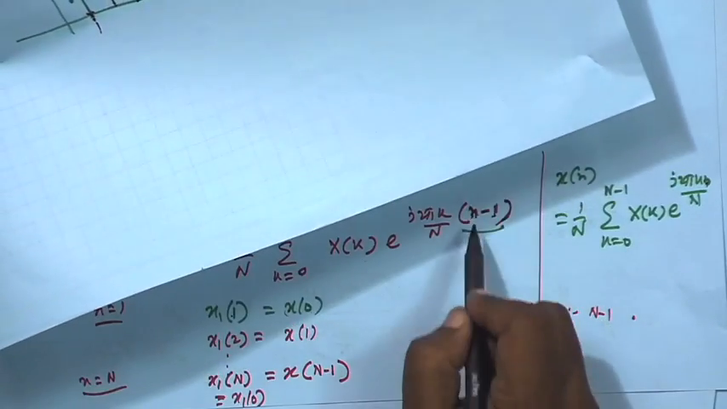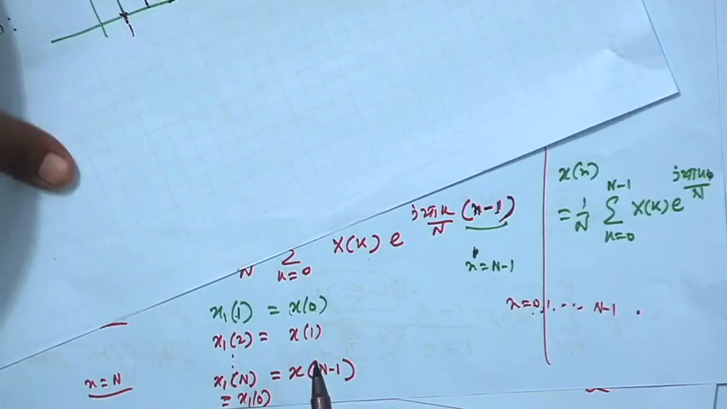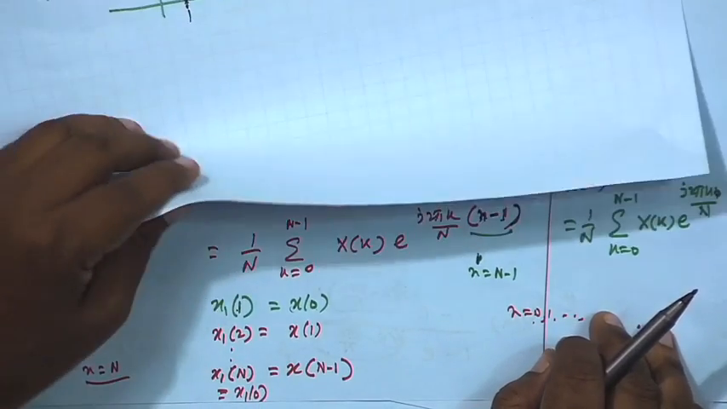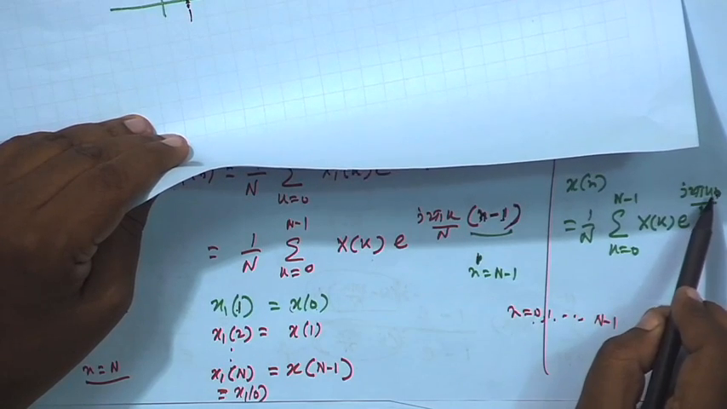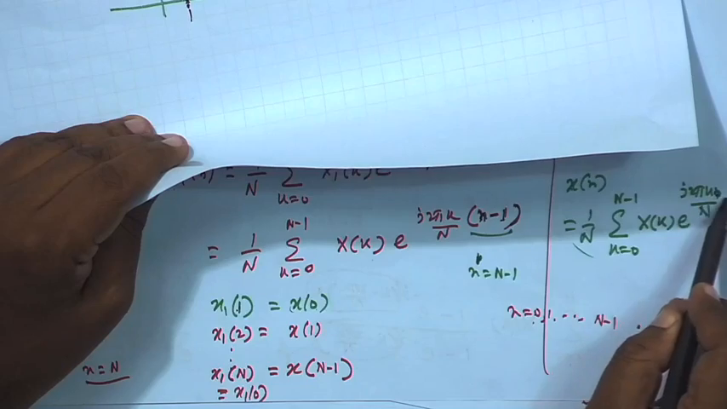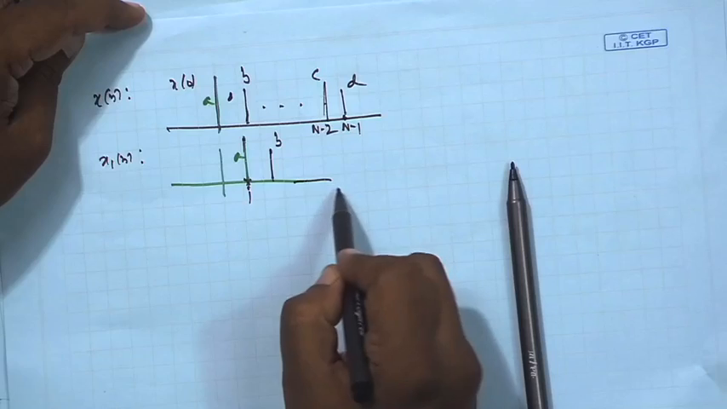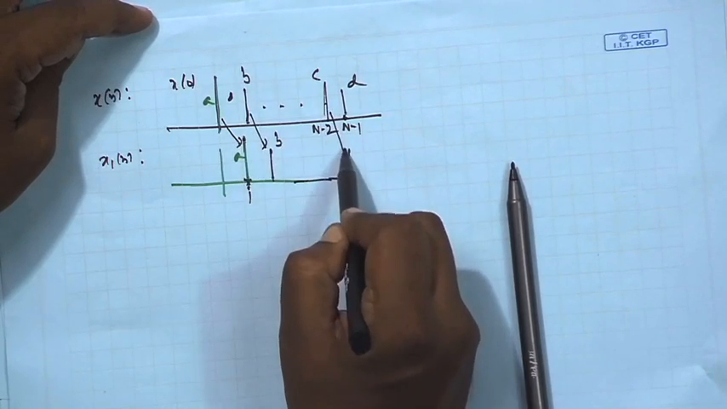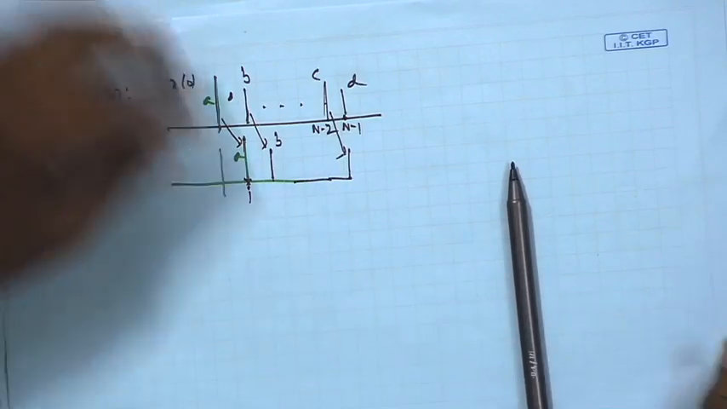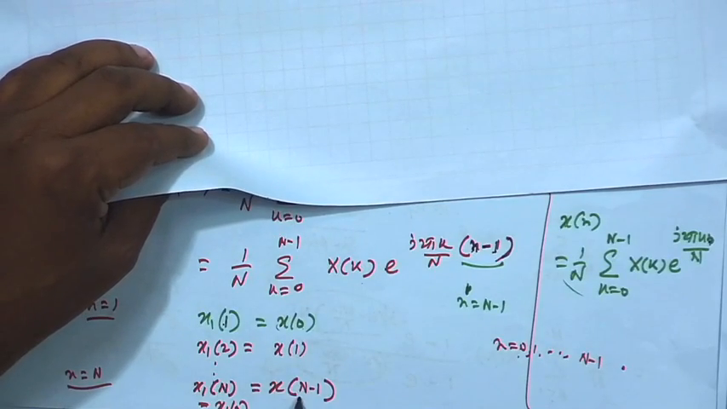See here, if I take small n equal to n minus 1, that means capital N minus 2. So it is the same formula as this, but small n equal to capital N minus 2. So it will be x capital N minus 2, and x capital N minus 2 will go here. So this is getting shifted here, this is getting shifted here, this is getting shifted here. And the last one, I took this way, x 1 n, and that was this.